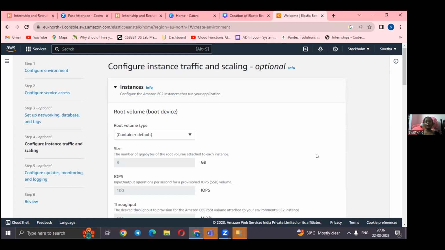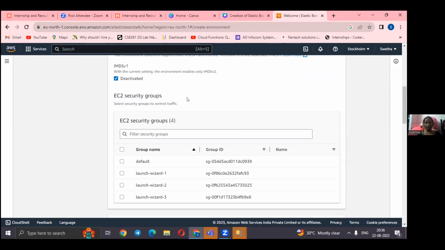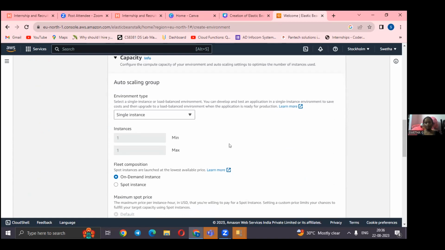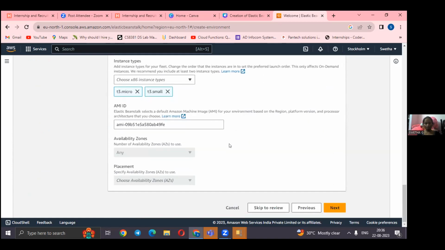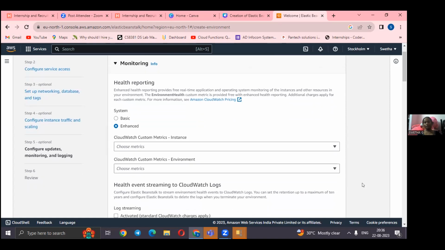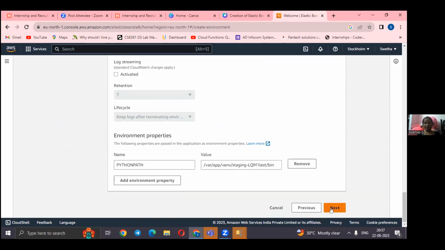Then the next step, which is also optional, is configure instance traffic and scaling. I am leaving it as default. This is the security group. And the capacity: if you want to increase the capacity of your web application, you can increase it using this method. And click on next. This is also an optional step. If you want monitoring or updating for your website, you can add these features to your website. Then click on next.